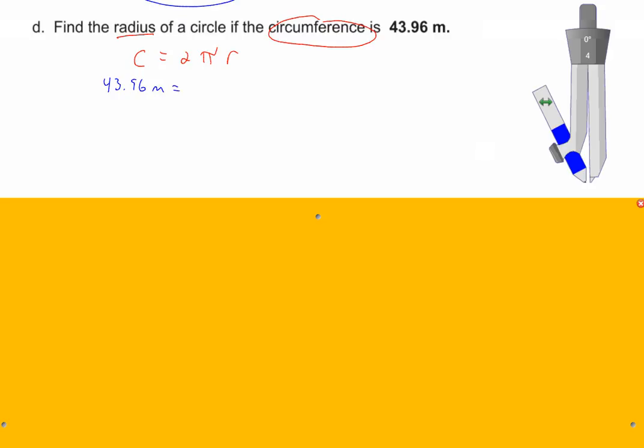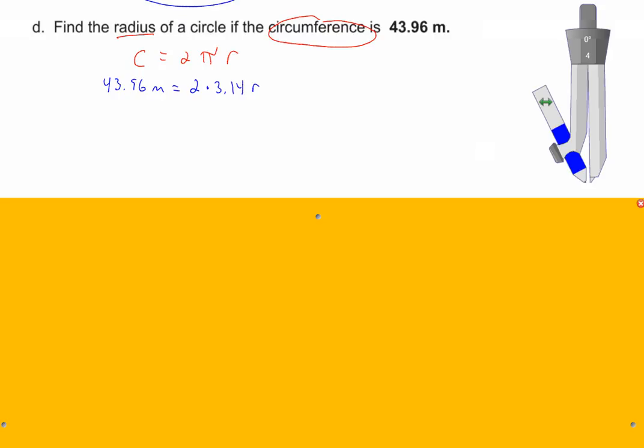43.96 meters. 2 is a 2. And pi is 3.14. And r is our variable. Now, please don't tell me you didn't know what to do from here. Isn't this an equation?